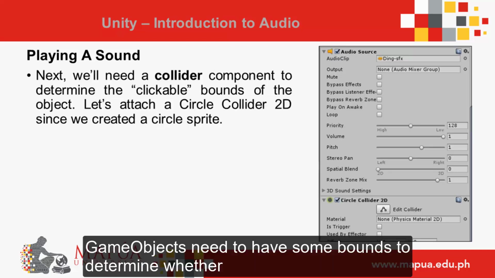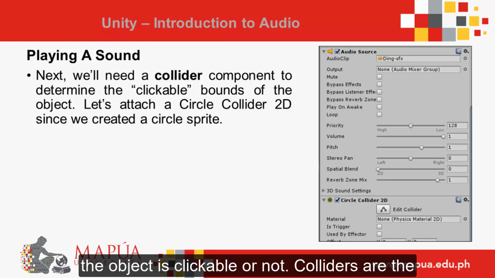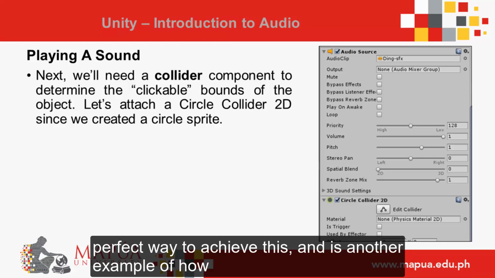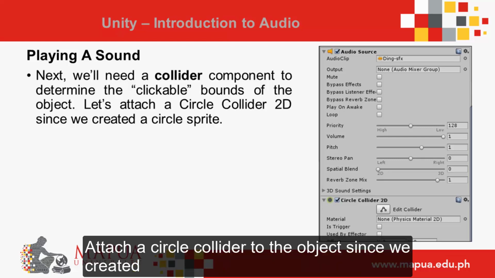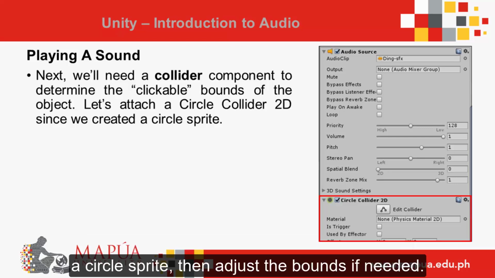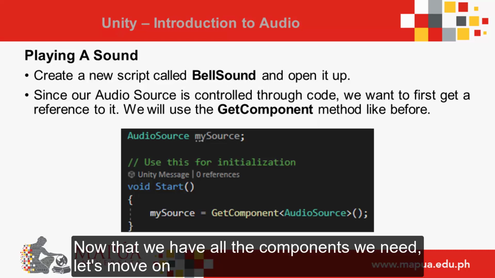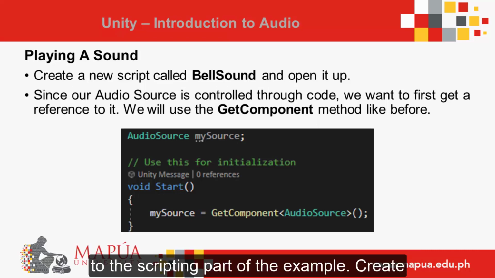Game objects need to have some bounds to determine whether the object is clickable or not. Colliders are the perfect way to achieve this and is another example of how colliders can be utilized in Unity. Attach a circle collider to the object since we created a circle sprite, then adjust the bounds if needed. Now that we have all the components we need, let's move on to the scripting part of the example.